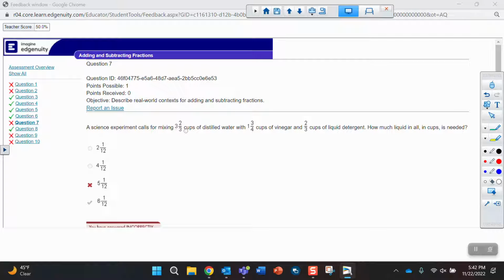3 times 3 is 9. 9 plus 2 is 11. So we have 11/3 plus 1 times 4 is 4, and 4 plus 3 is 7. 7/4 plus 2/3. The common denominator between 3 and 4 is 12, so we're going to change all of these to 12ths.